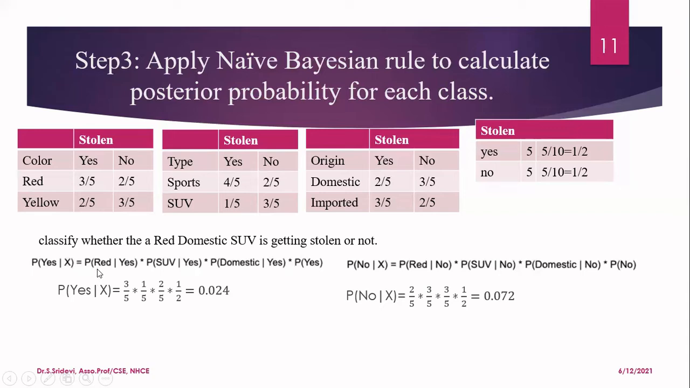So first is probability of red given S. So go to this particular color. Here, when the color is red, what is the probability that the car is getting stolen? It is 3/5. So substitute the value here. Then go and find what is probability of SUV given S. So it is in the type class. In this, when the type is SUV, what is the probability that it is getting stolen? This is 1/5. So substitute the value.